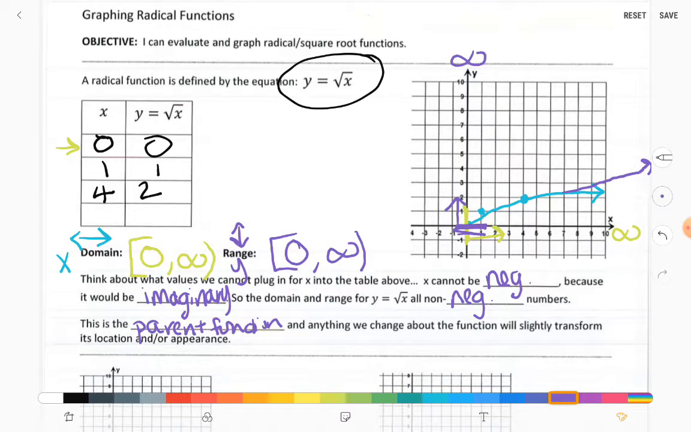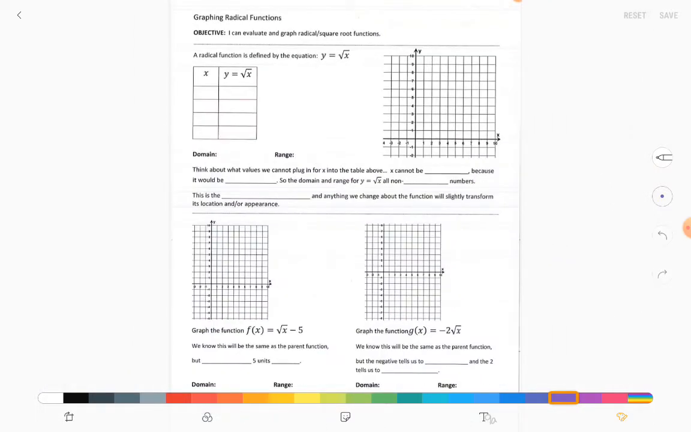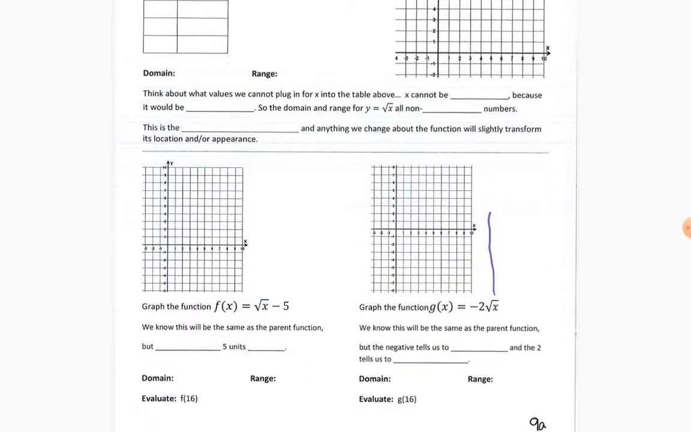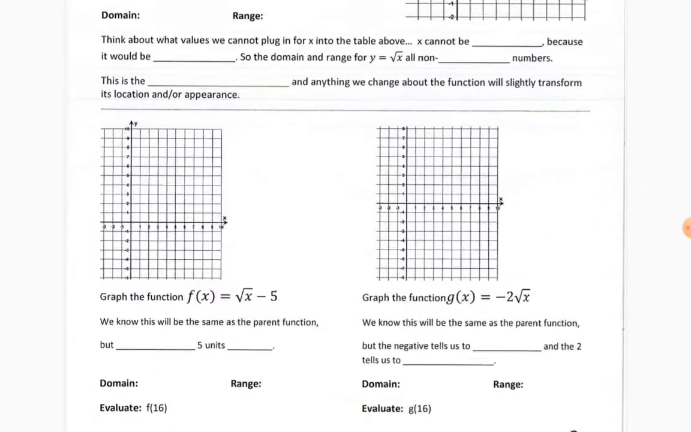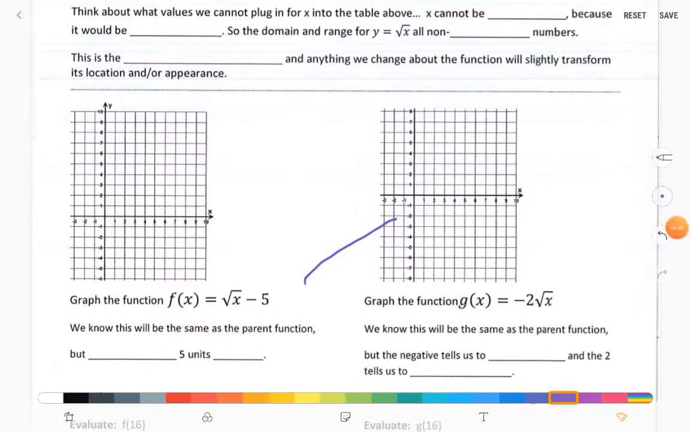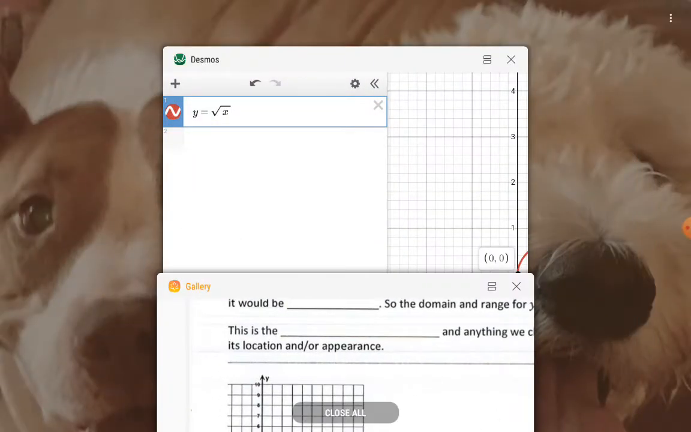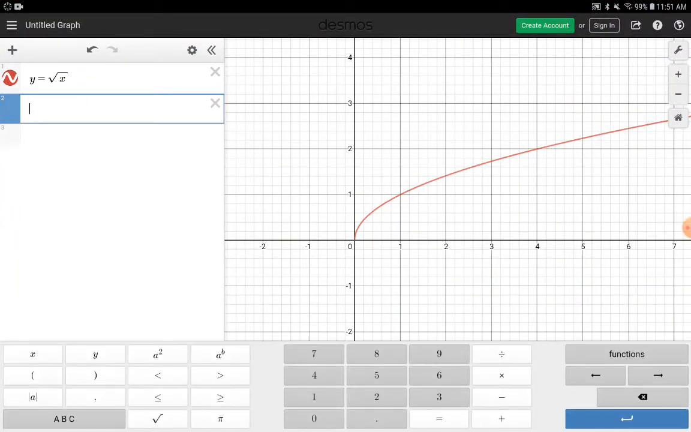Okay, so moving on, we're going to talk about what it looks like to have some of these transformations. Now, we talked about transformations in our quadratics unit. So this is going to be the square root of x minus 5. So let's take a look at Desmos. We'll add another one. We'll do y equals the square root of x, that minus 5.